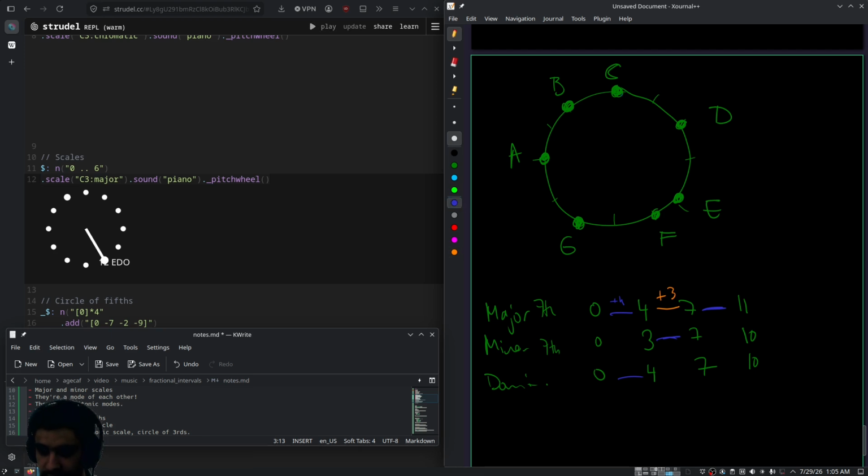And so from C, I can go to E, and that's my major, that's +4. And from E, I can go to G, but that's a +3, a minor third interval. From G, I can get to B, that's going to be major. And from B, I can get to D, which is going to be minor, right?